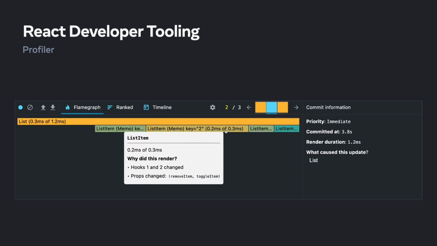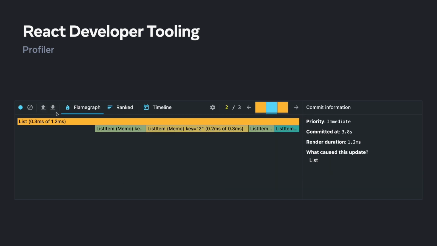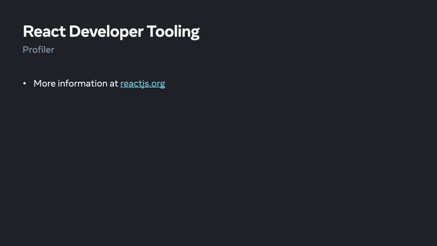The profiler also shows informational tooltips about why each component rendered during an update. This can be useful if you see a component re-rendering when you don't expect it to. Eliminating unnecessary renders can be one way to speed up a slow application. Profiles can also be exported so that you can view them later or share them with others. You can find a lot more information about this profiler on the React website if you're interested.